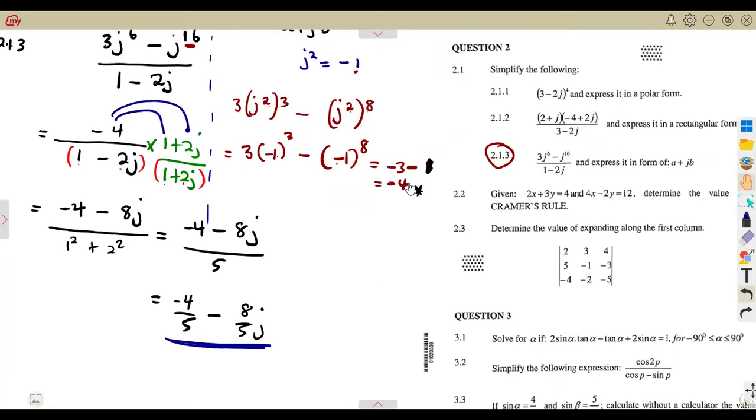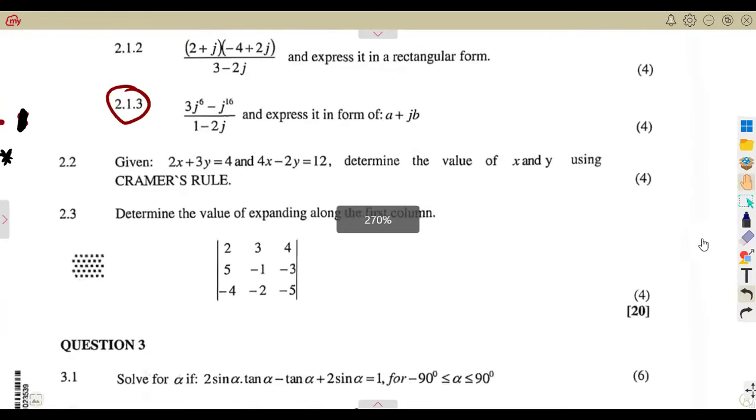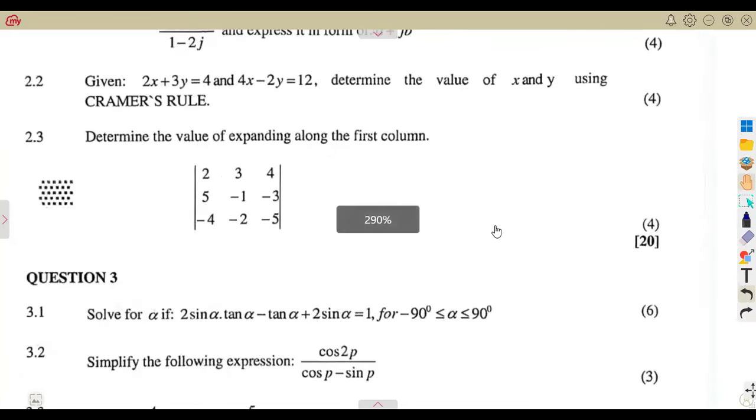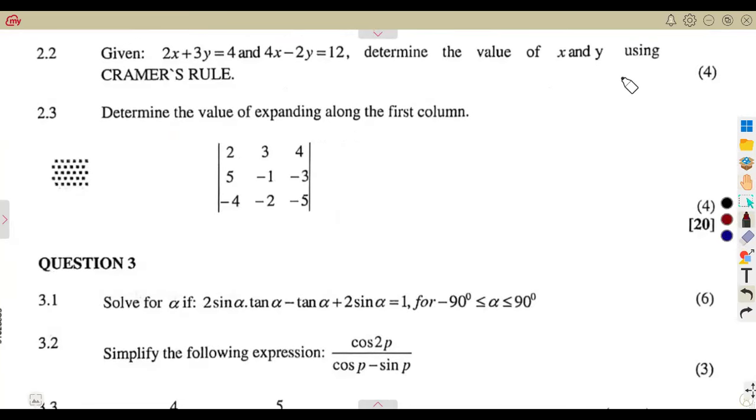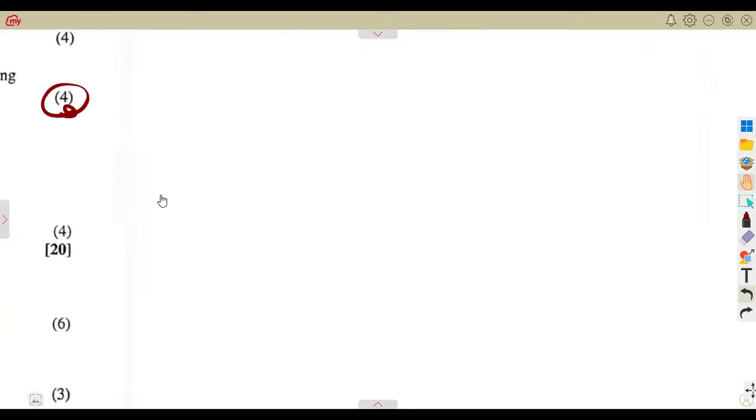All right, on another part, which is 2.2, you are now given to determine the value of x and y using Cramer's rule. Okay, there we are given 2 equations, and we are supposed to apply the Cramer's rule to solve these 2 equations.